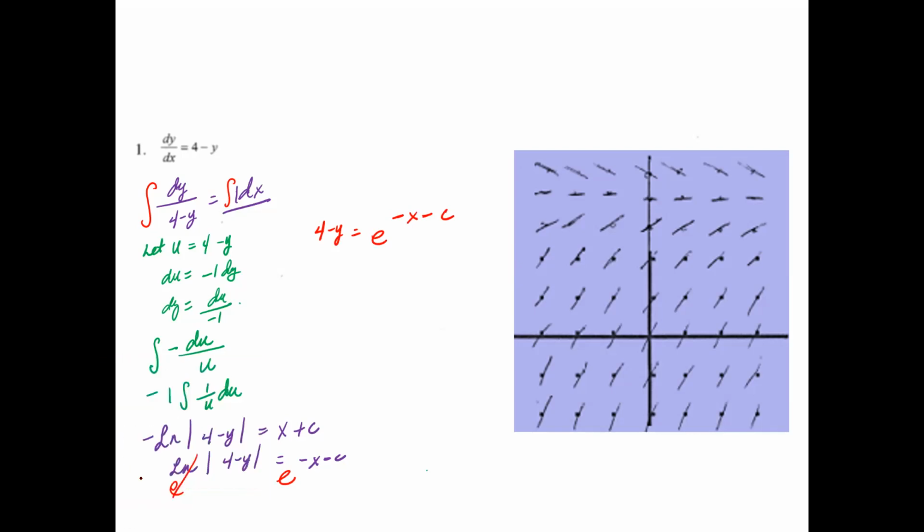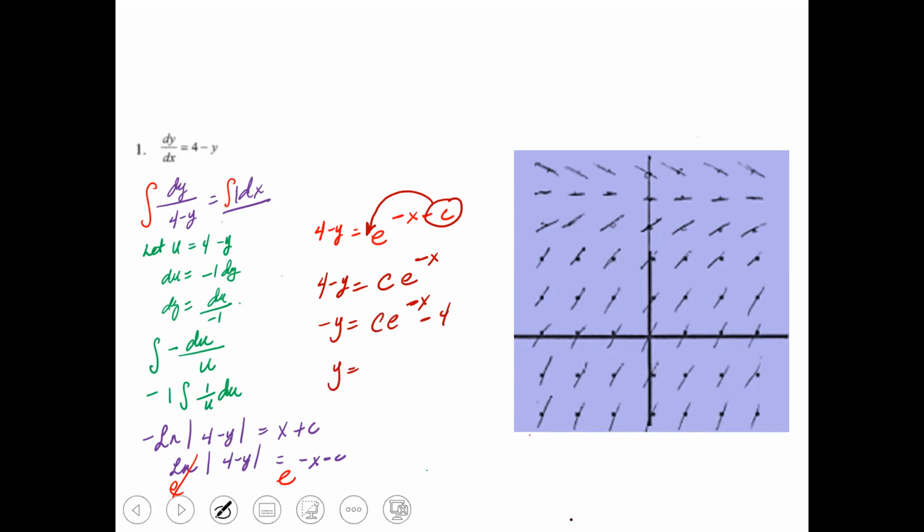Now, what you can do in this situation is take the minus c and bring it in front of the e. So 4 minus y equals c e to the negative x. Get rid of the 4: negative y equals c e to the negative x minus 4. Change the y to a positive y: y equals negative c e to the negative x plus 4.